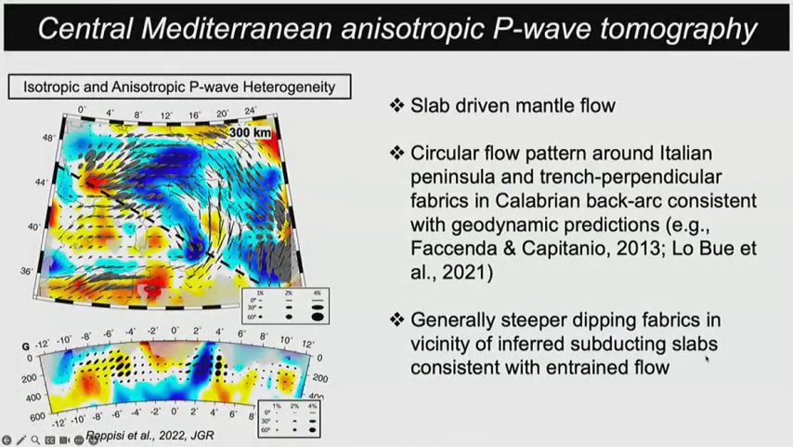Okay, now if you want to say something about the mantle flow, here the mantle we think is flowing around the retreating Alpine slab and around the Adria slab, and toward the mantle wedge of the retreating Calabrian and Aegean slabs. Here this is again flow below the Adriatic around the Ionian plate.